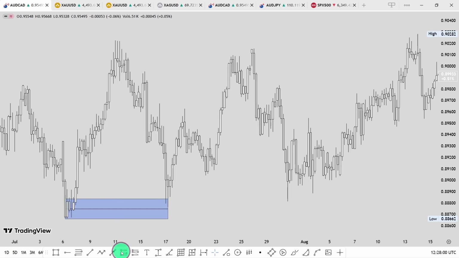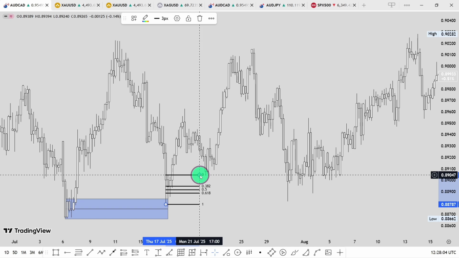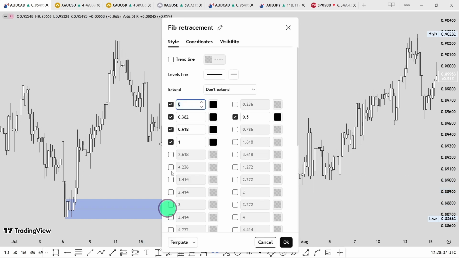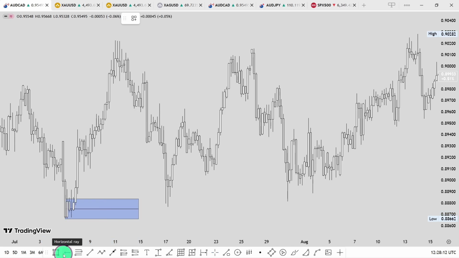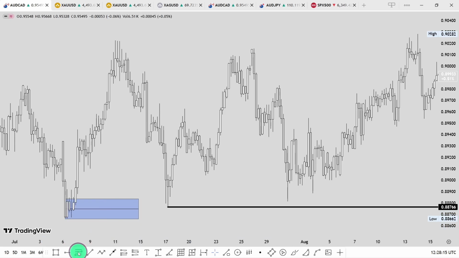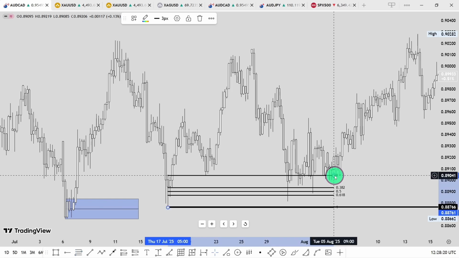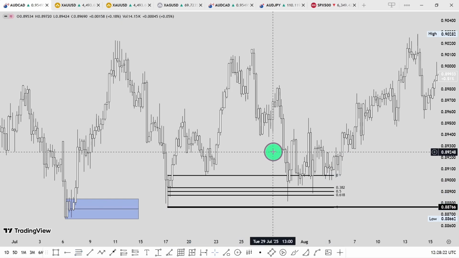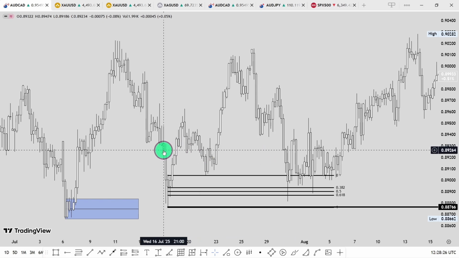So first of all, let me clear this off so that we can clearly identify the A level. So this is our A level, and then we mark for our entry. So this is our entry. There's the 50% level, the 61.8% level, or 31 and 38.2% level.